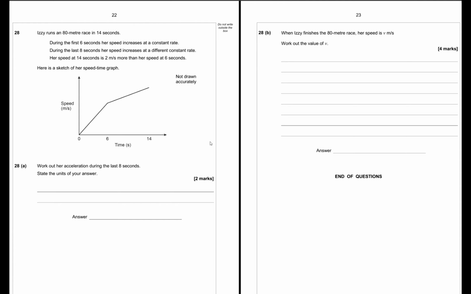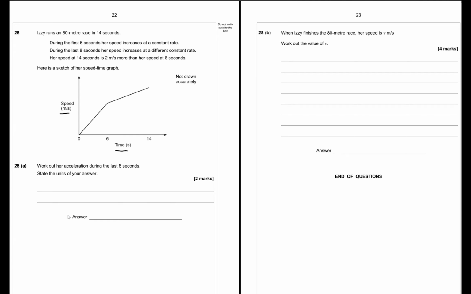Here is a sketch of her speed time graph. So we've got speed on the y, time on the x. Work out her acceleration during the last 8 seconds. State the units of your answer. Okay, so we want to find out her acceleration during the last 8 seconds and state the units of your answer.